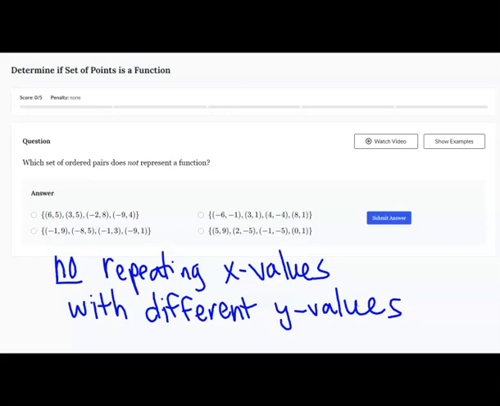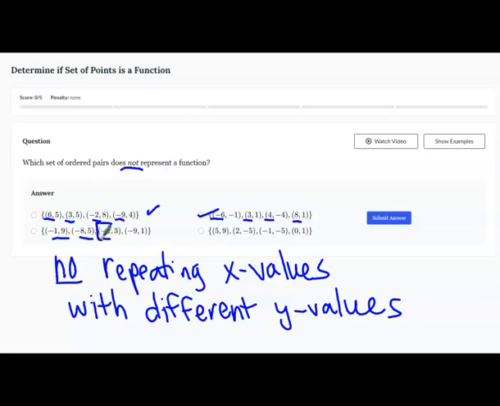So what we're going to do is scan only the x values of each list. If they are all unique, then that one is a function. But we want to know which one is not a function. So we'll scan this second one here. Again, there are no repeats, so that is a function.